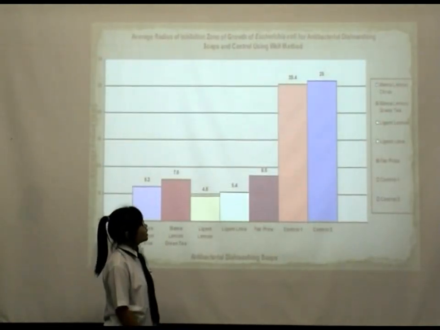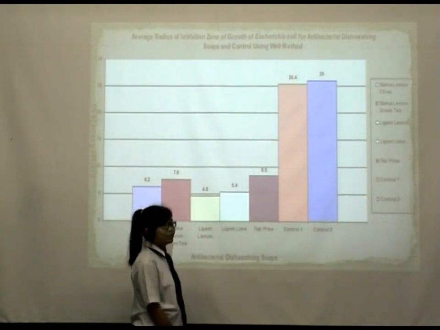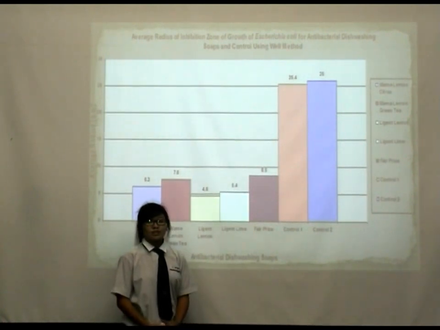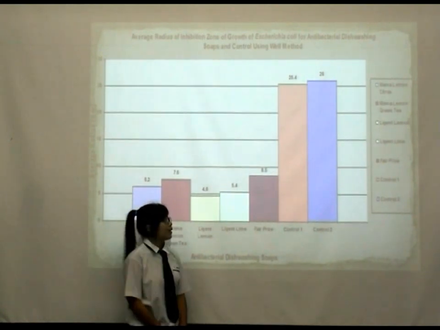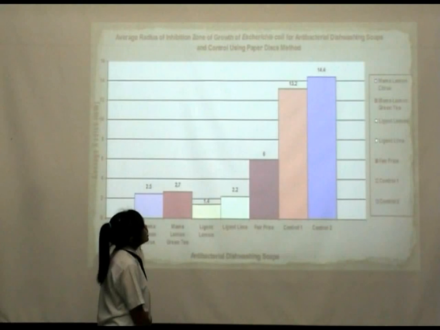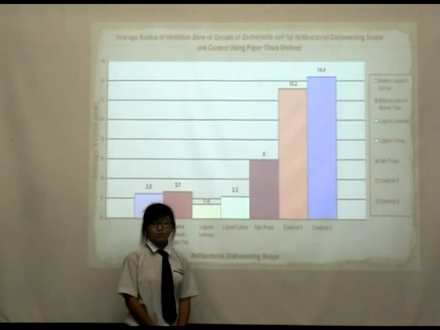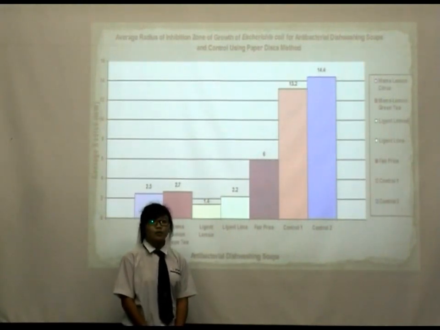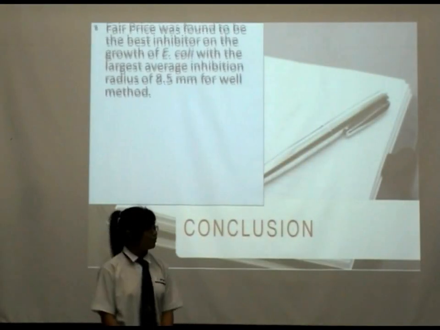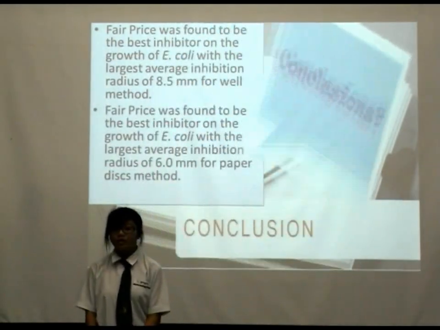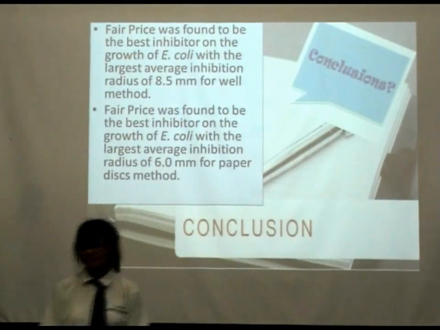As for the well method, you can see that the Fair Price was the best inhibitor for the growth of E. coli with the largest average inhibition radius of 8.5 mm. As for the paper disc method, Fair Price was also the best inhibitor for the growth of E. coli with the largest average radius of 6.0 mm. Now I'll pass the time to Timothy, who will speak on the conclusion and further discussion.